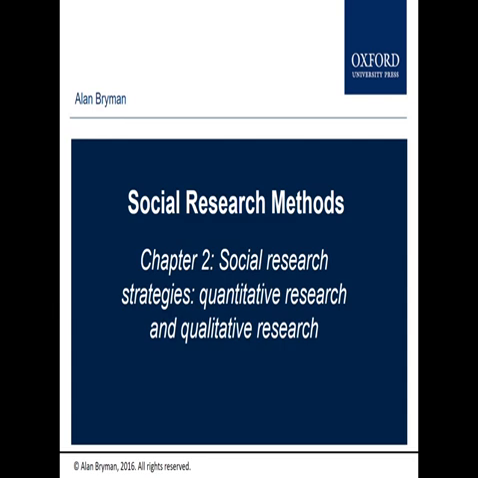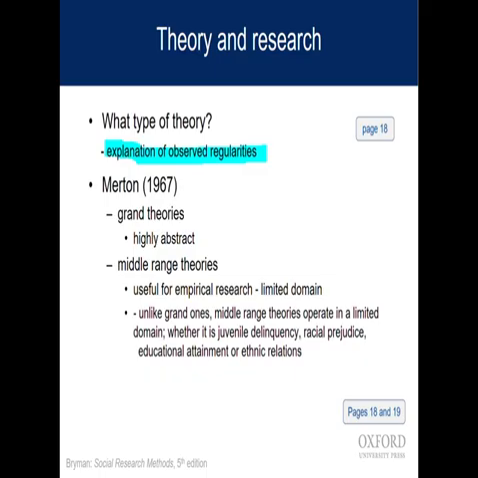All right, this is going to be part one of an overview of chapter 2, where we look at the two major types of research methods, quantitative and qualitative research.